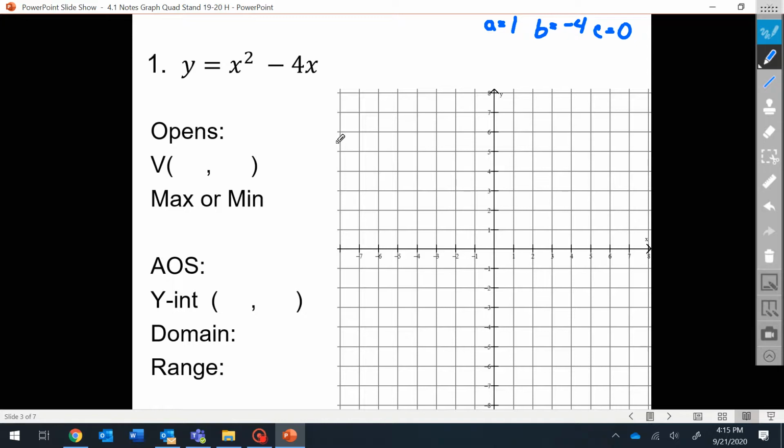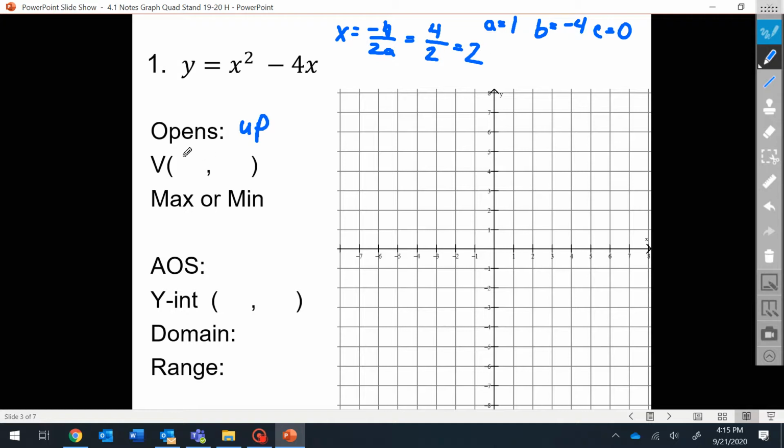Alright, so since a is 1, this opens up. We now need to find the vertex. To find the x-coordinate of the vertex, we use the equation x is equal to -b/2a, which is also going to be the axis of symmetry. In this case, b is -4, so -b would be 4, and 2 times a, 2 times 1, would be 2. So x is equal to 2.